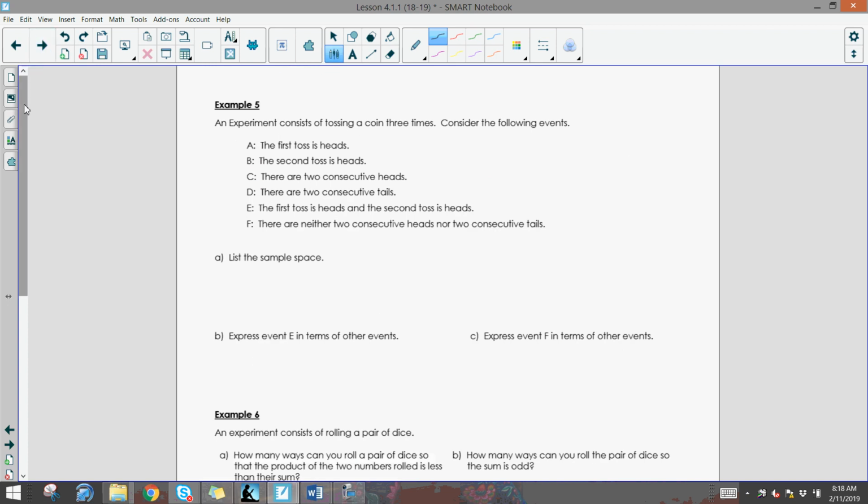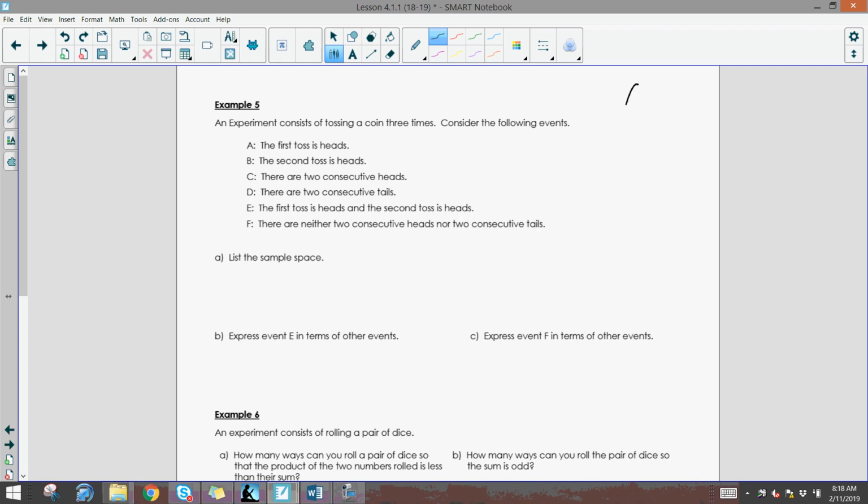An experiment consists of tossing a coin 3 times. Consider the following events. Okay, before I do anything, you guys, you're going to see this so much, and it's going to help you so much to set up a tree diagram. So this says, consider the following events, and you're given 6 events. A says, list a sample space. Before I even think about events, I need to know what I'm looking at. So let's think about this.